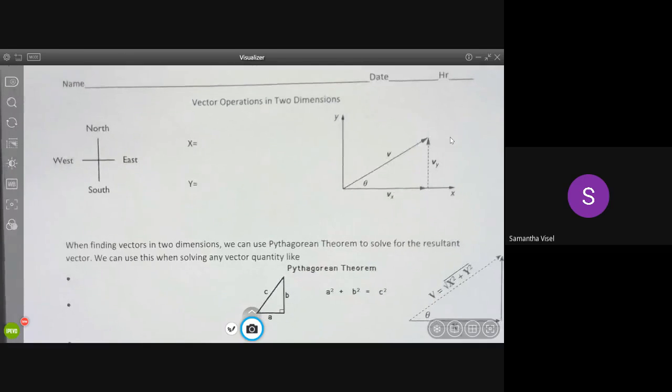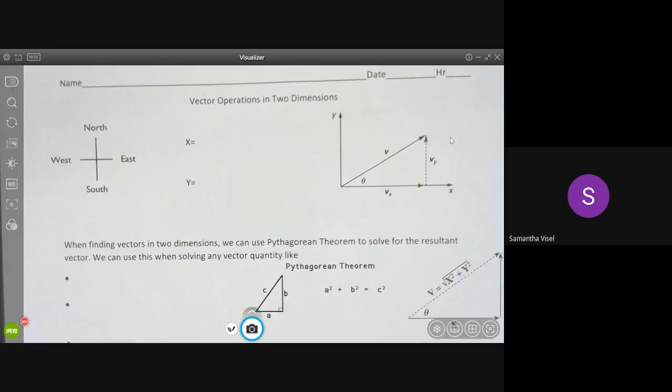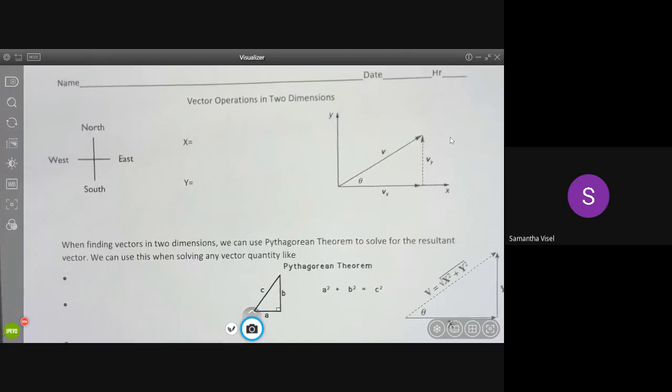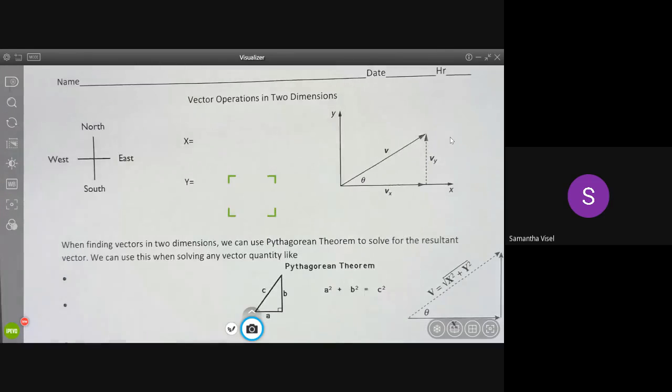All right, so we have vector operations in 2 dimensions. Like projectile motion, the motion of moving objects up in the air, there are a lot of other things aside from projectiles that have 2 components, or that have motion in both the x and y direction.